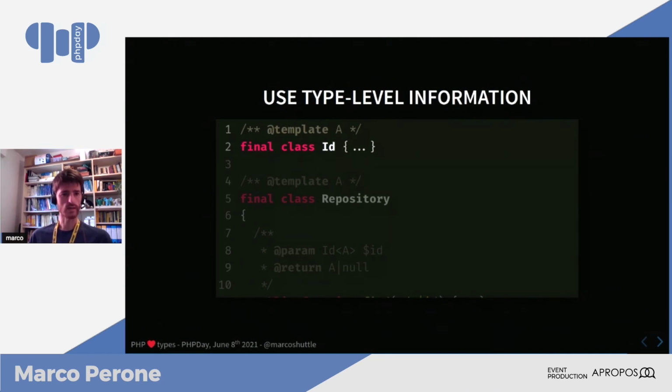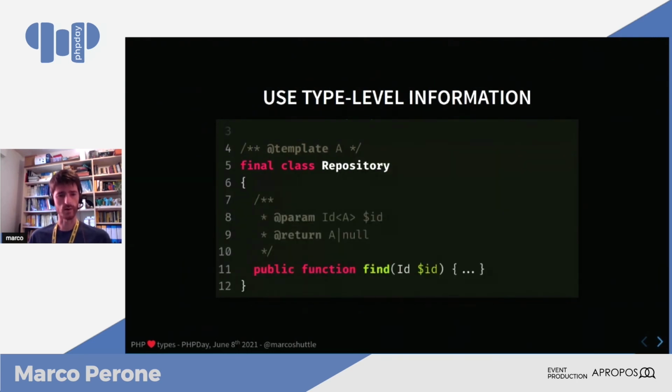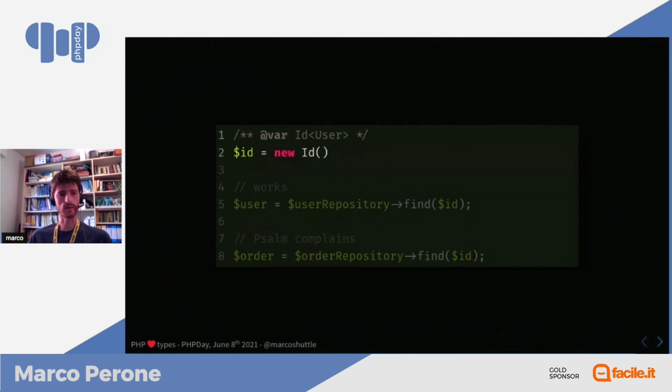But just by doing this, it allows us to slightly change the signature of our find method in the repository, and say that the find method does not accept a simple ID, but it needs to accept an ID of A. And the A, you remember, is the type of the values contained in the repository. So we need to use an ID that we already know refers to one of the items possibly contained in the repository. So when we want to use this, we just declare an ID and we tell Psalm that that ID is an ID of a user, for example. And then when we try to use this with the user repository, everything works fine. But when we try to use such an ID with an order repository, Psalm will complain. It will basically prevent us from doing such a thing.